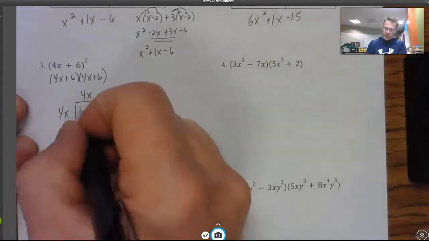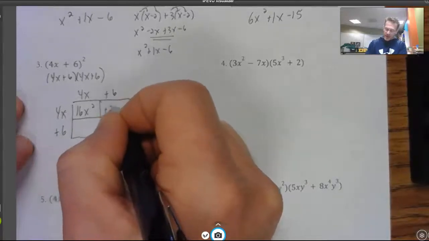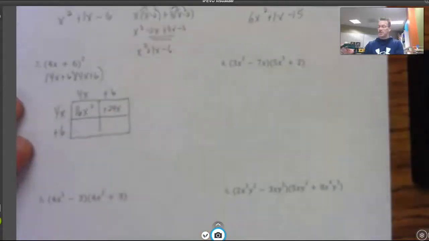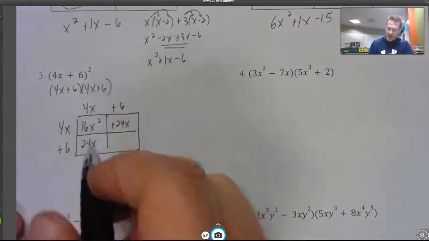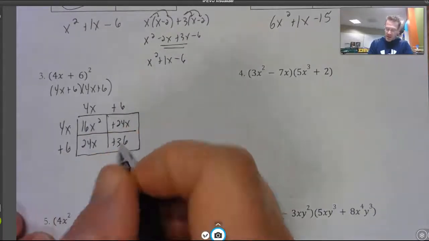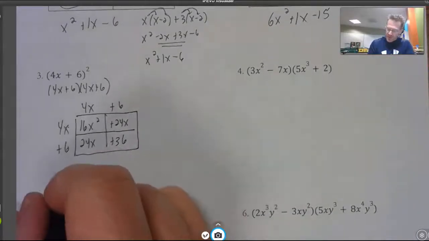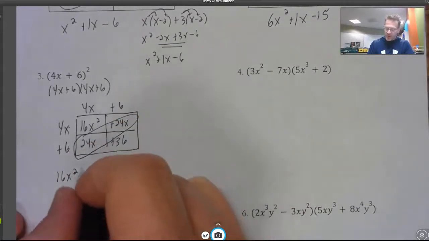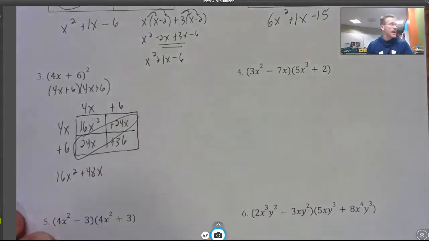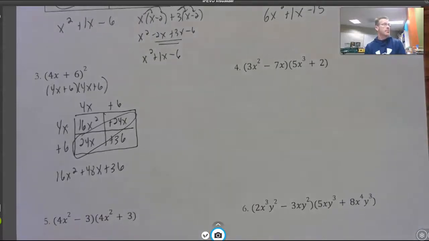So 4 times 4 is 16, x times x is x squared. 4x times 6 is positive 24x. Oh, let me get you back into focus here. There we go. 6 times 4 is 24x again, and then 6 times 6 is 36. Once again, we're looking for those like terms. I only have my 1x squared term, so I'm going to bring that down. My like terms are right here: 24 plus 24 would be 48x. Then I have my 36 here, and I just bring that down. And that is the result.